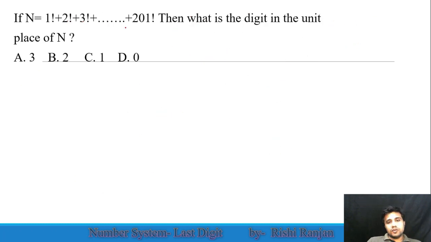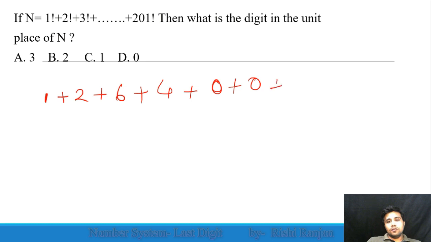1 factorial plus 2 factorial plus 3 factorial up to 201 factorial. What is the last digit in this number? Factorial 1, the last digit is 1 only. Factorial 2, last digit is 2 only. Factorial 3, last digit is 6. Factorial 4, last digit is 4 because it's 24, right? Factorial 5, 120, last digit 0. Factorial 6, 720, last digit 0. And from now on, every factorial will have the last digit 0, 0, 0.